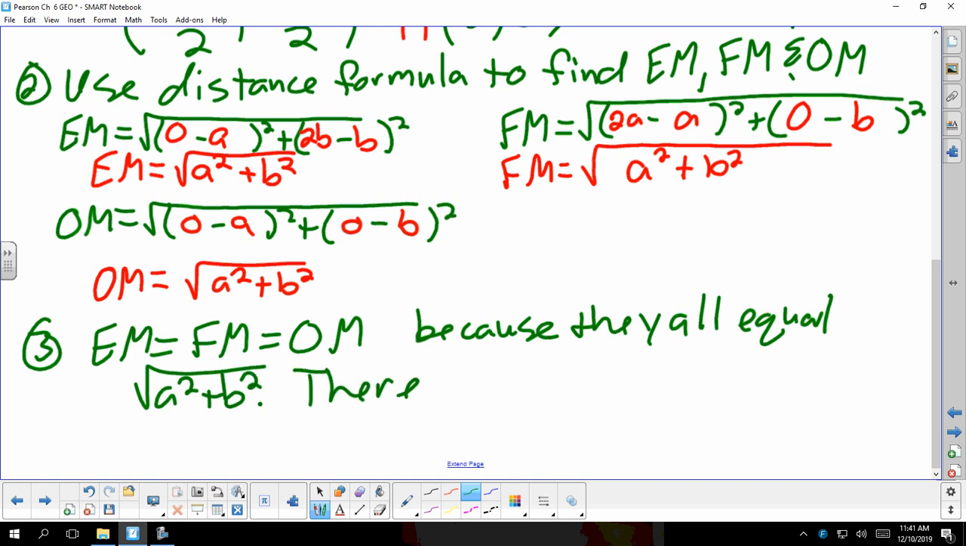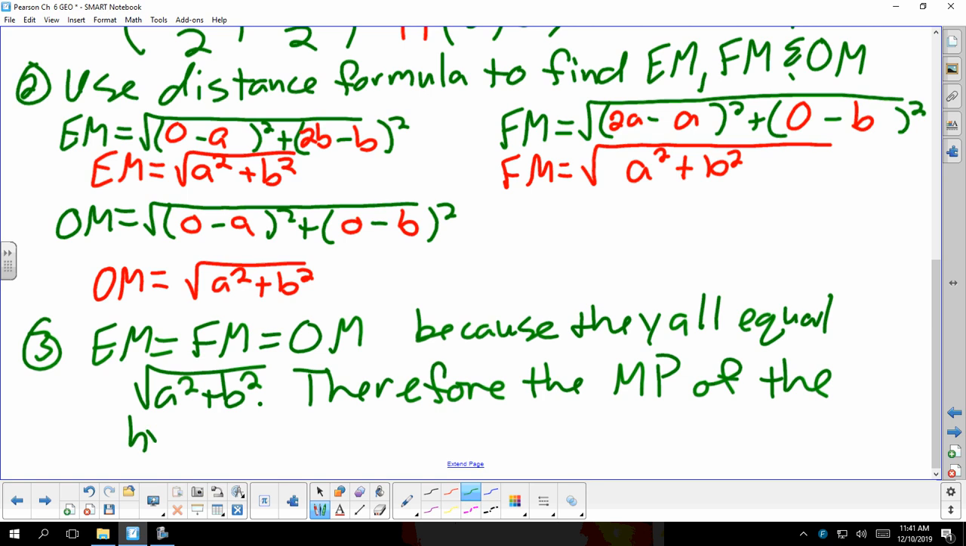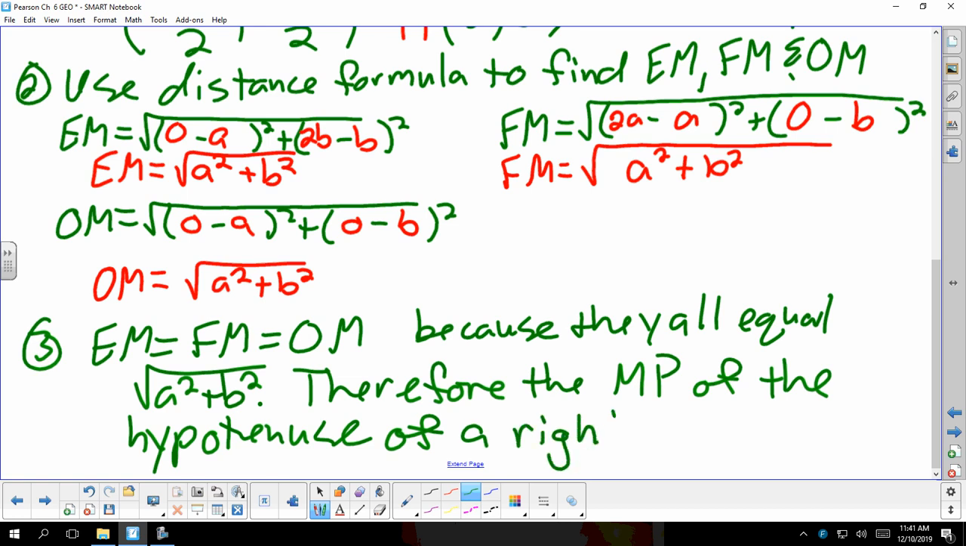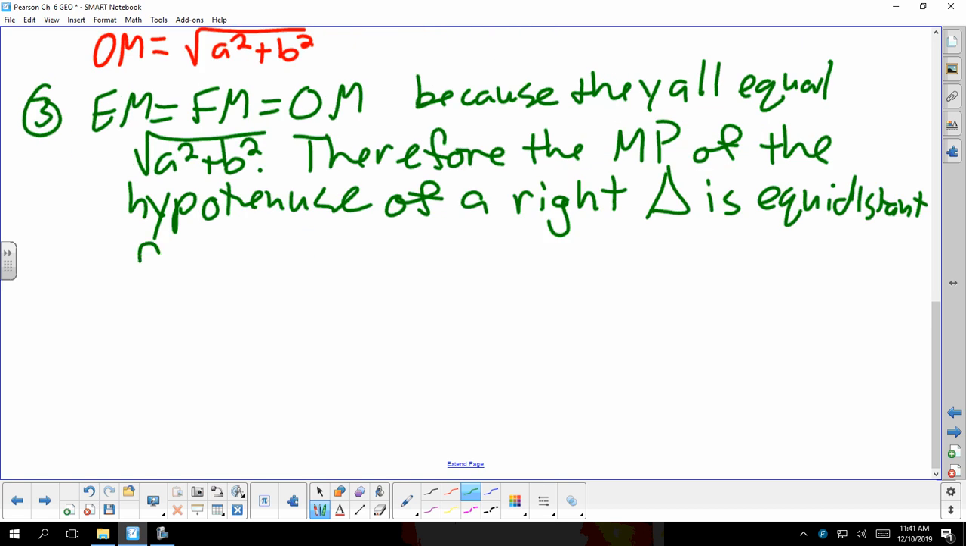Therefore, the midpoint of the hypotenuse of a right triangle is equidistant from the vertices.